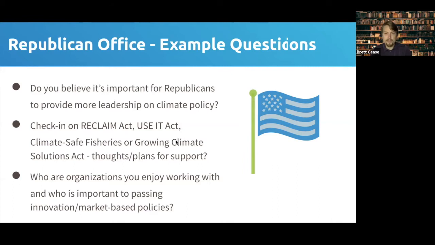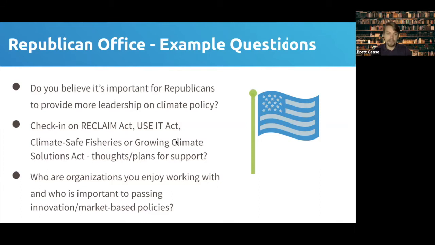I think this key question of, do you believe it's important for Republicans to provide more leadership on climate policy, is a key way of phrasing and drawing out more. So we appreciate that recommendation from our legislative team in DC. They also recommend highlighting that CCL has advocated for several climate-related bipartisan bills at our recent lobby day: the Reclaim Act, which has since passed the House, the Growing Climate Solutions Act, the USAID Act, the Climate Safe Fisheries Act, and of course the Energy Innovation and Carbon Dividend Act.